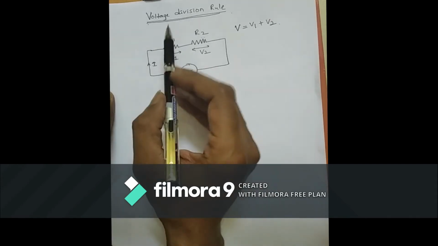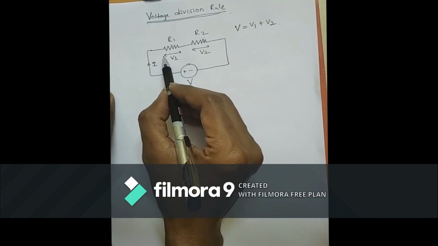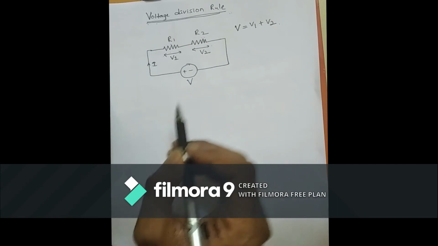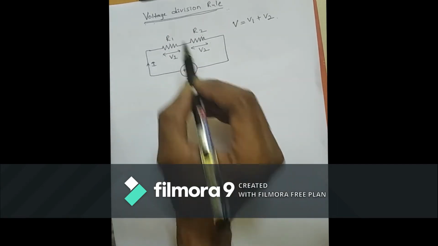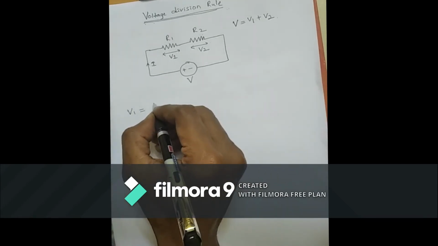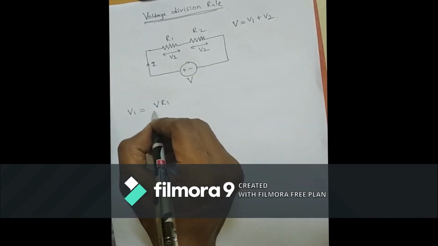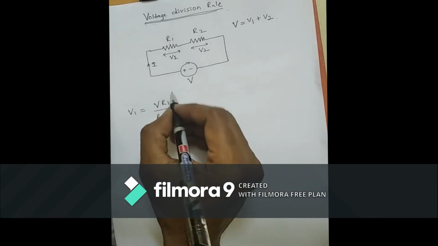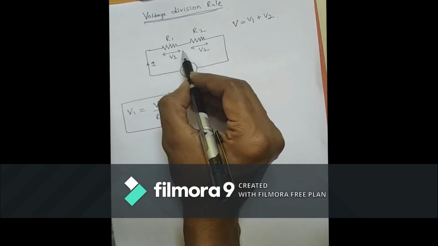And this voltage division rule is used to find the voltage across these resistances, V1 and V2. According to this voltage division rule, the voltage across the first resistance R1, V1, is given by the applied voltage V times the resistance of this branch R1, divided by the sum of the resistances, R1 plus R2. By using this formula, I can easily find the voltage across the first resistance.